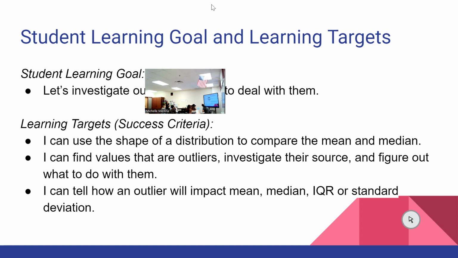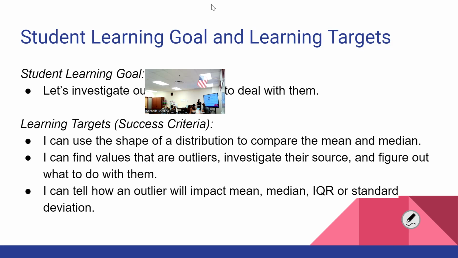Now, I can tell how an outlier will impact the mean, median, IQR, and standard deviation. We kind of talked about it, but I feel like we didn't tie it together. When I had that dot plot and I added a 50 and 100, what happened to the mean? Did it increase, decrease, or stay the same? It did increase. Did the median increase? No, and that's just because there were a lot of tens in the middle. It didn't affect the median, but it could. And if it did, we would predict that it increased.